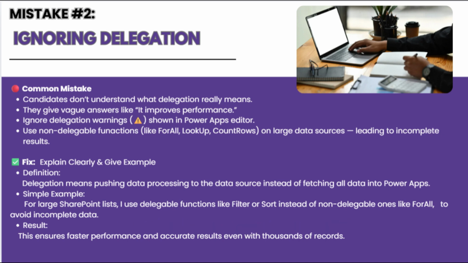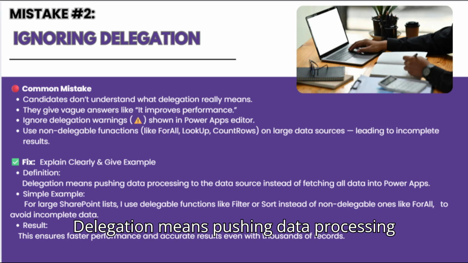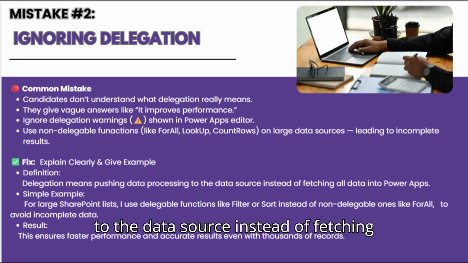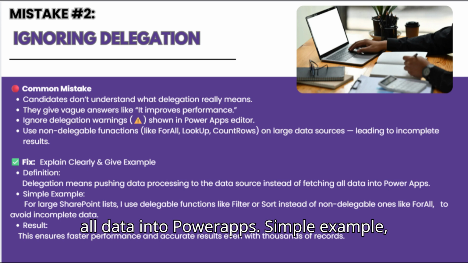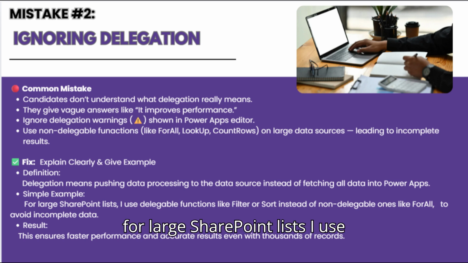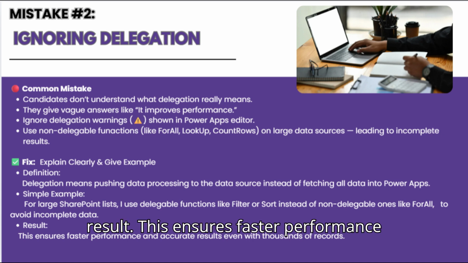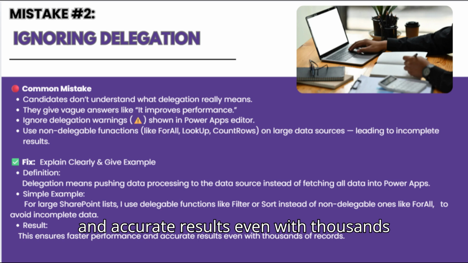Explain clearly and give an example. Definition: delegation means pushing data processing to the data source instead of fetching all data into Power Apps. Simple example: for large SharePoint lists, I use delegable functions like Filter or Sort instead of non-delegable ones like ForAll to avoid incomplete data. Result: this ensures faster performance and accurate results even with thousands of records.